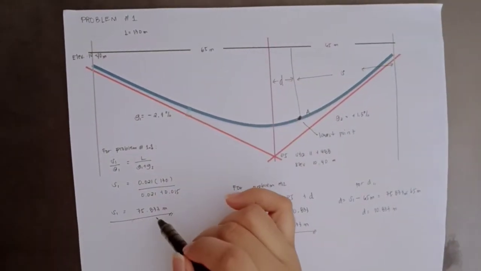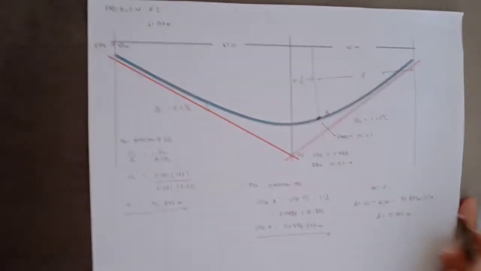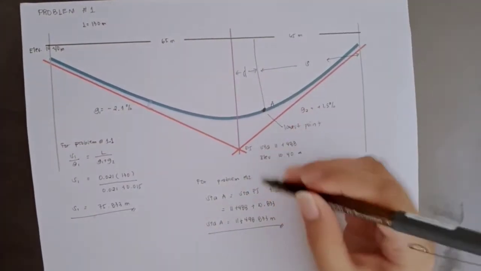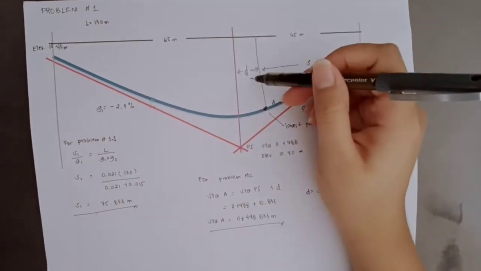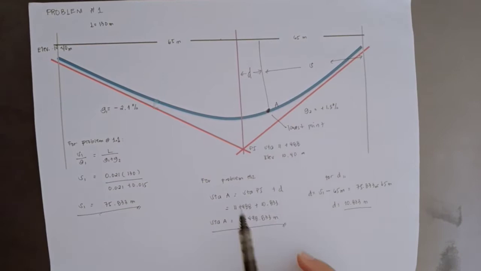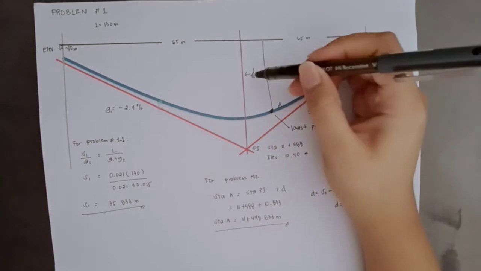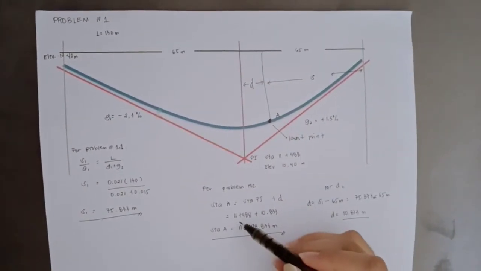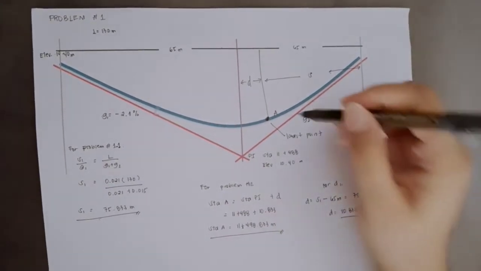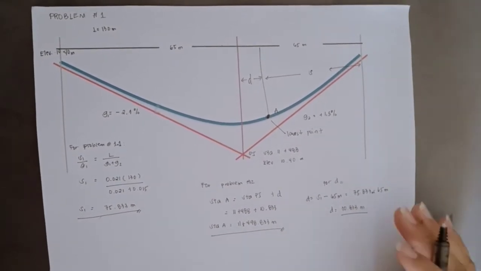So, 75.833 minus 65 meters, ito, equals 10.833 meters. And then, i-add na lang natin yung value na yon sa value ng stationing or ng station ng PI. So, stationing of A, which is the lowest point, is equal to station of PI plus T, or this distance. So, 11 plus 488 plus 10.833 meters. So, the station of the lowest point is 11 plus 498.833. That's simple.